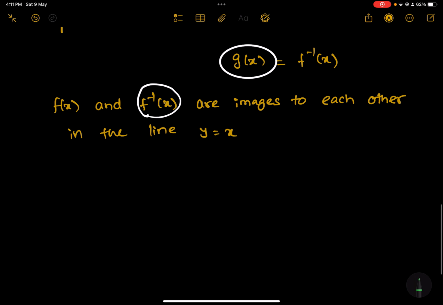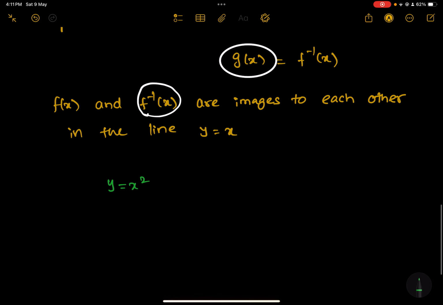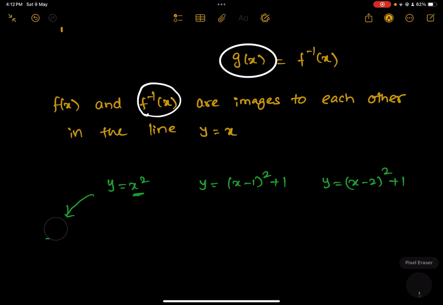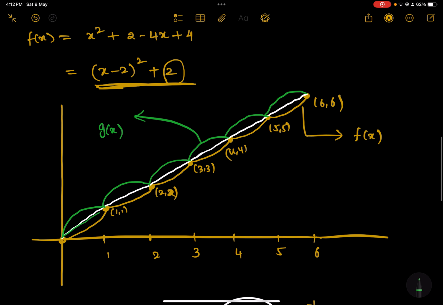Now, in the first interval the function is y equals x square. In the next interval the function is y equals x minus 1 whole square plus 1. After that it is simply x minus 2 whole square plus 1. So if you find the inverse of f of x in the first interval, g of x is equal to root x. If you carefully observe, g of x always lies above the line y equals x.